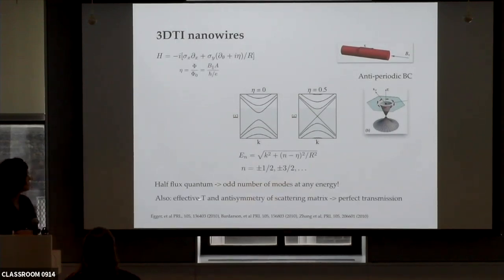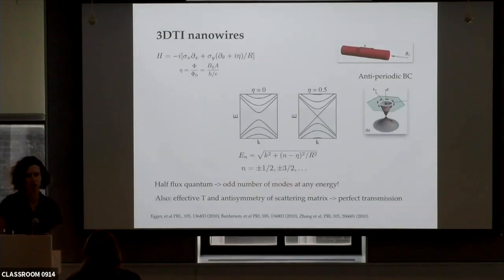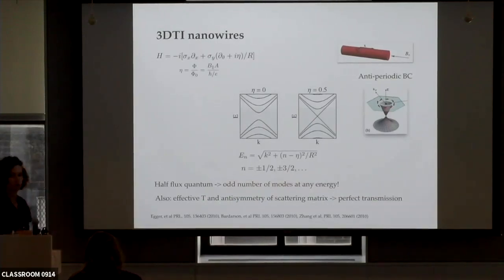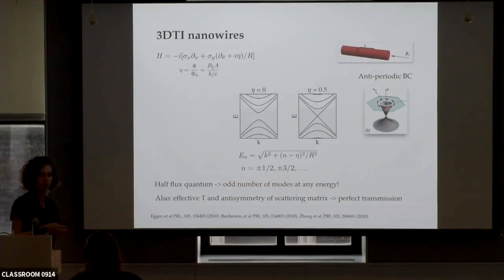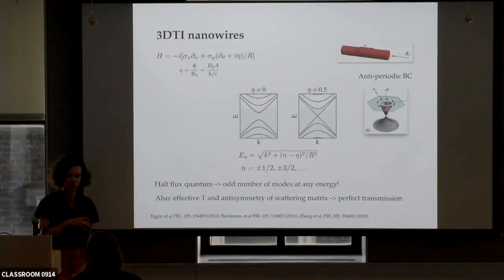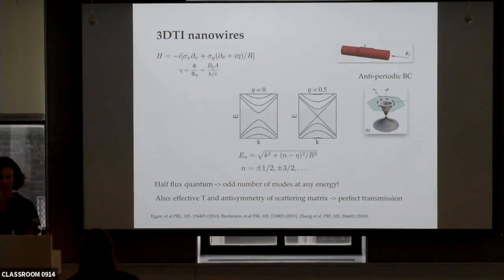Also, the system at half a flux quantum has effective time reversal symmetry. The scattering matrix is antisymmetric. These two properties, if you combine them, you can show that there is also, in the presence of disorder, a single mode that is perfectly transmitting through the system. Okay, that's not an essential point for this particular talk, but it's a very interesting property of the system that basically tells you that the two-terminal conductance for the system is bounded from below by e squared over h.